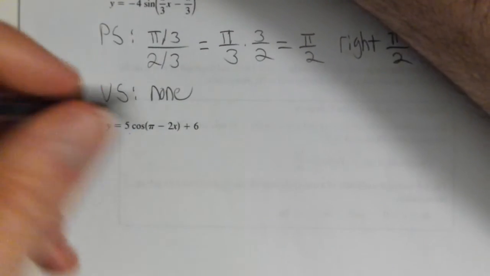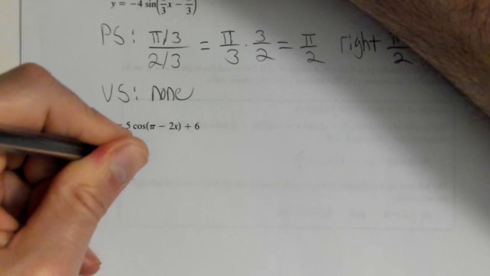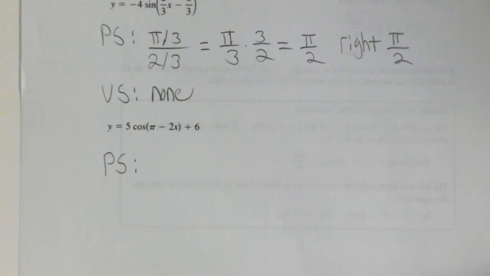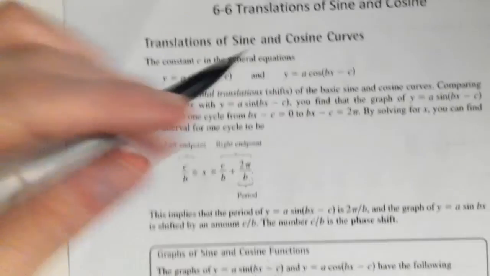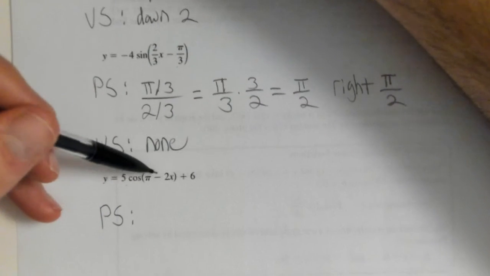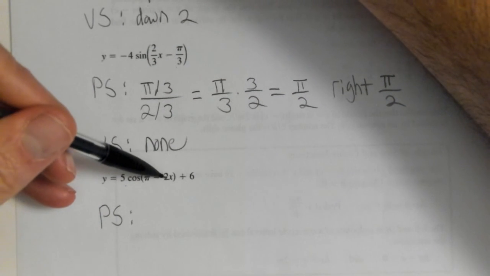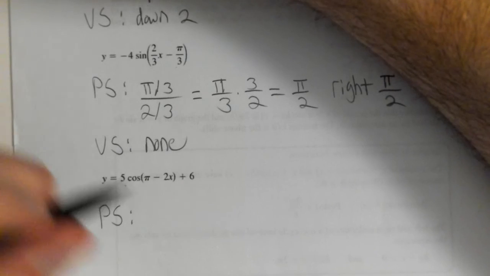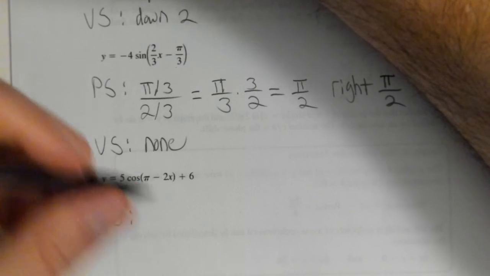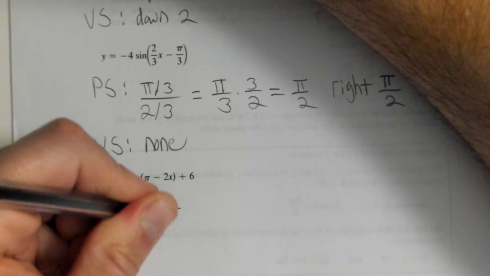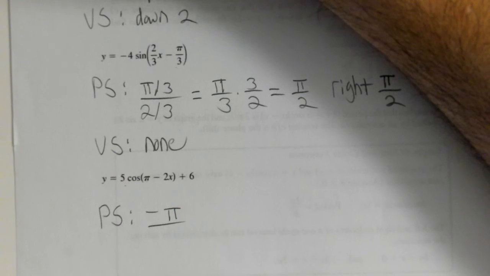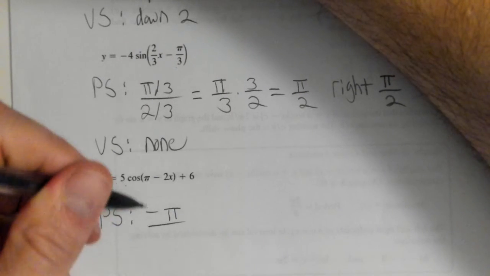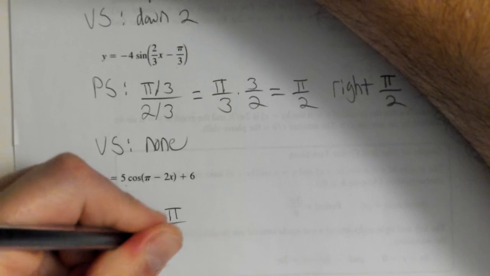Okay, one more to take a look at here. Again, we want the phase shift, and phase shift is once again going to be C over B. Now you've got to be careful, because remember, the B is attached to the X and the C is just going to be by itself. Again, we change the sign of this to a negative, so that'd be negative pi over, now what's the value of B? The value of B is actually negative here as well, so that's -2.